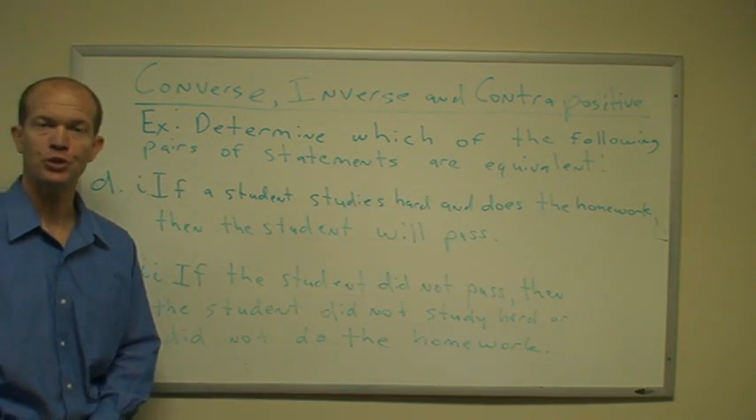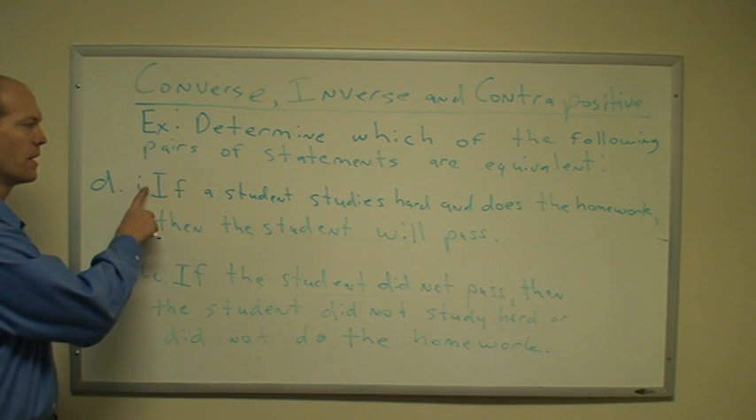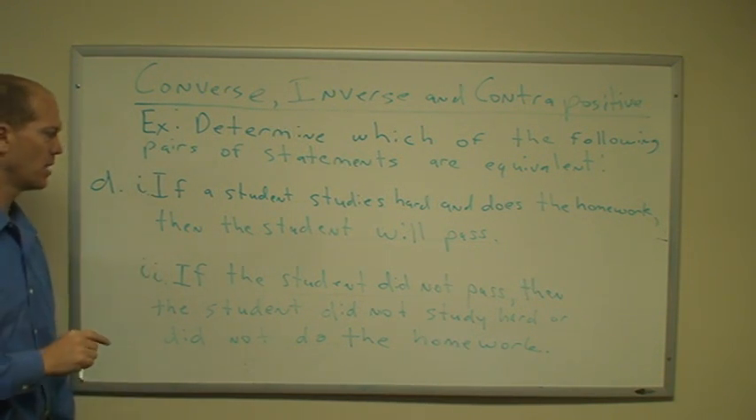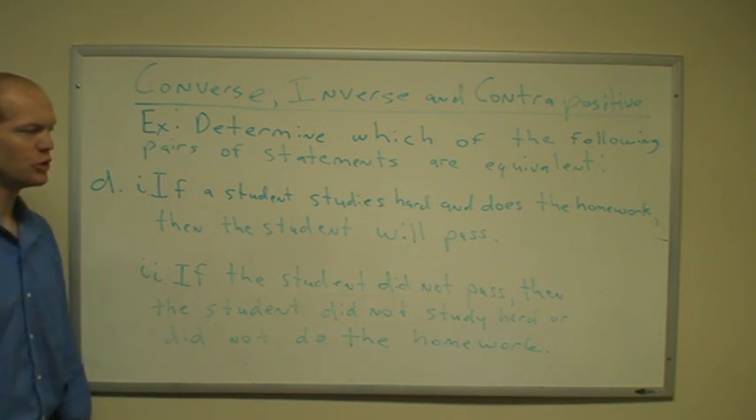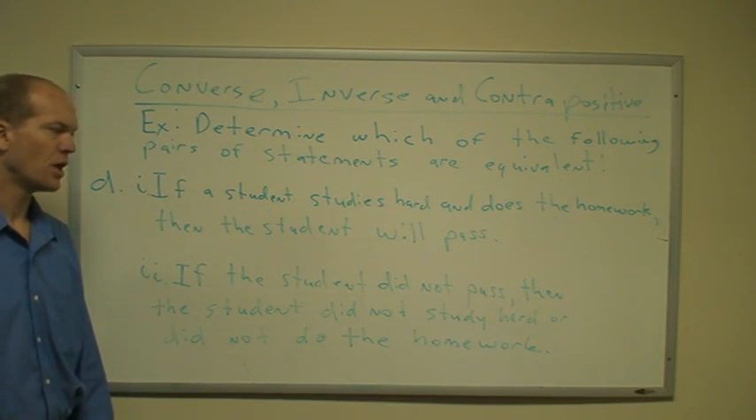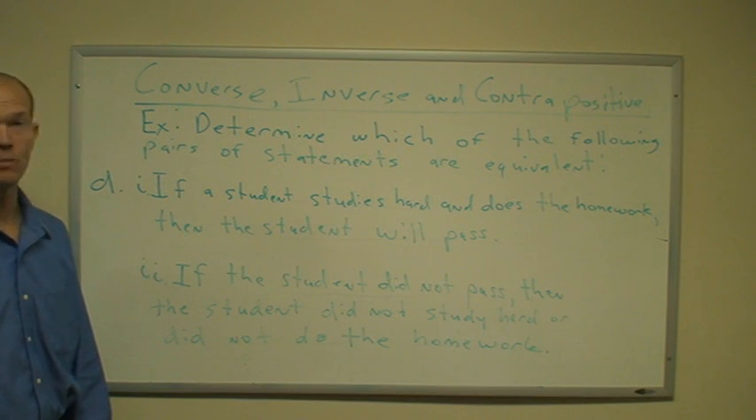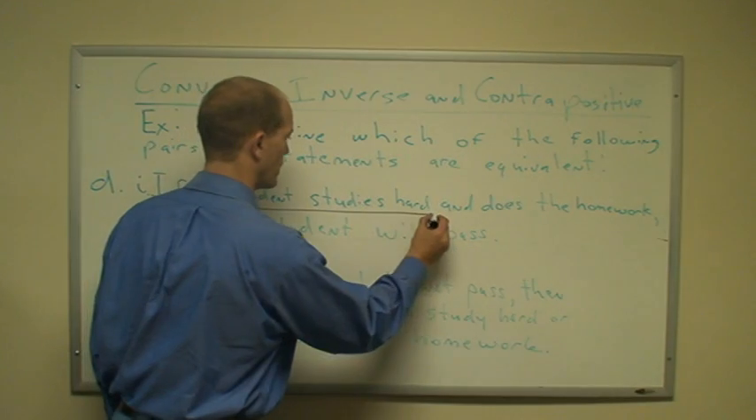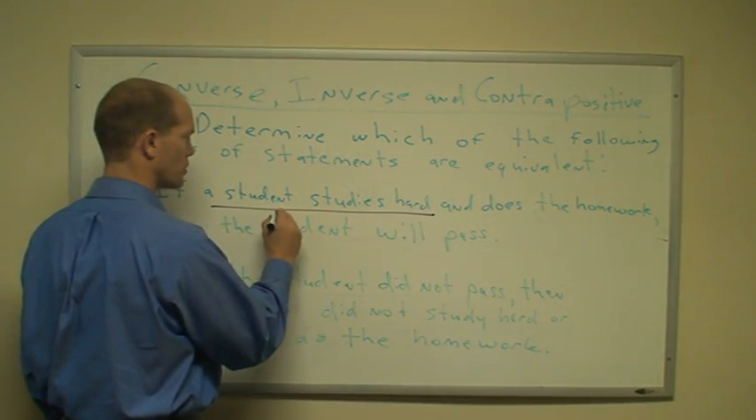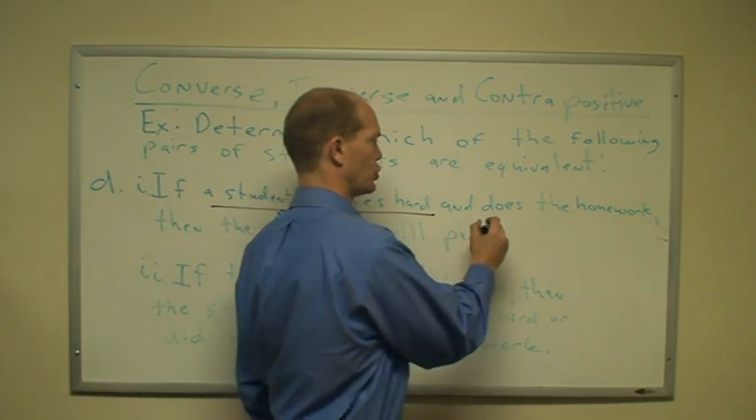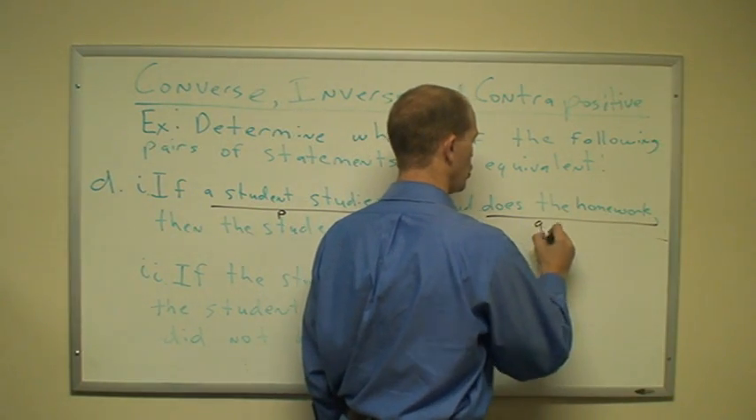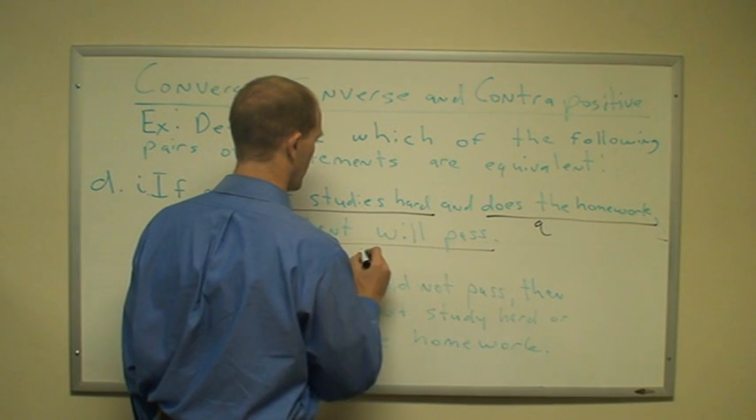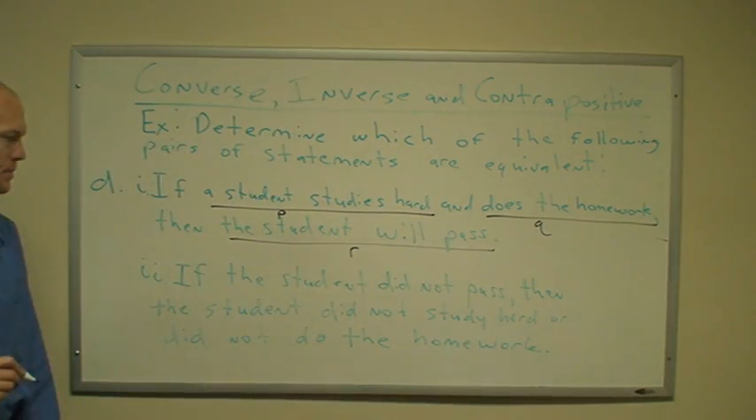In this example, the two statements we're looking at are, if a student studies hard and does the homework, then the student will pass, along with the statement, if the student did not pass, then the student did not study hard or did not do the homework. To break this down, let's pull out the parts we need to see. The student studies hard, let's call that P. Student does the homework, let's call that Q. The student will pass, let's call that R. We do see there are 3 parts to this.